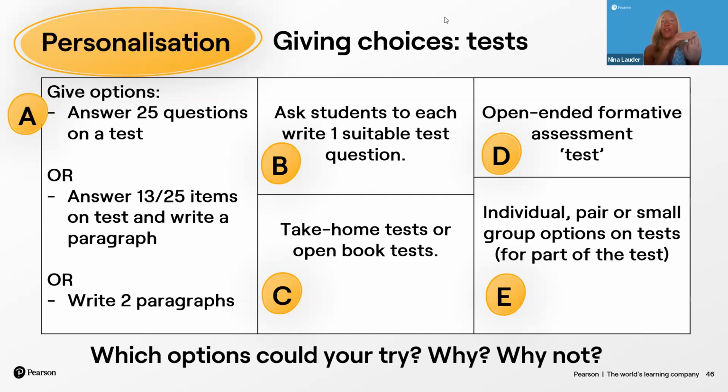So maybe I do 15 test questions and then I say, you have an option now to get extra points working in a small group and answering the following question. So things like that. So like I said, you don't have to use all of these. You don't have to use any of these.